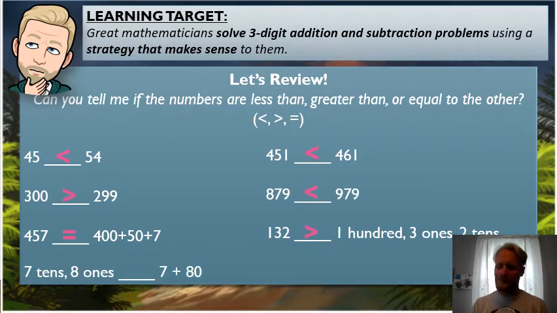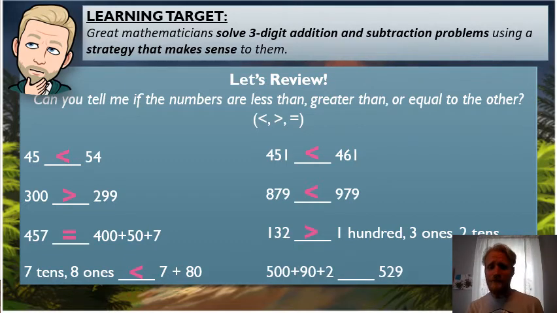Yeah, I tried to trick you there. All right, what about 7 tens and 8 ones is blank than 7 plus 80? All right, there's no tricking you guys this morning. Yeah, 7 tens and 8 ones would be 78. That is less than 7 plus 80, which is 87. Still trying to trick you guys up. And lastly, 500 plus 90 plus 2 is blank than 529. Yeah, so 592 is greater than 529.